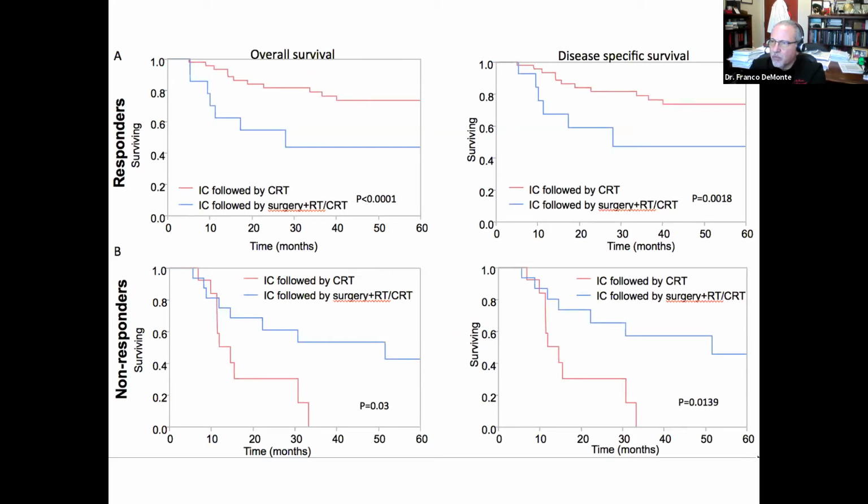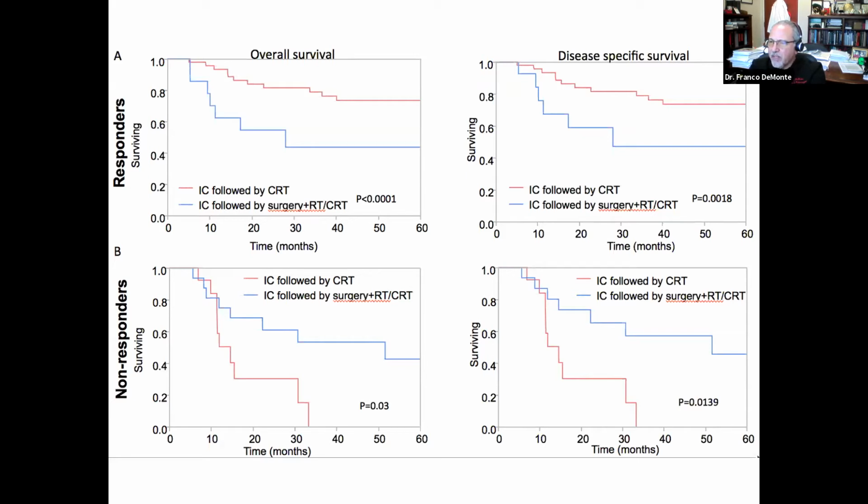When we put that together in one slide, the top panel of overall survival and disease-specific survival are those who responded, and the bottom panel is those who did not respond. So in the induction responders who were treated with chemoradiation therapy following that response, there's a marked improvement in survival compared to those patients who were treated by surgery and radiation.